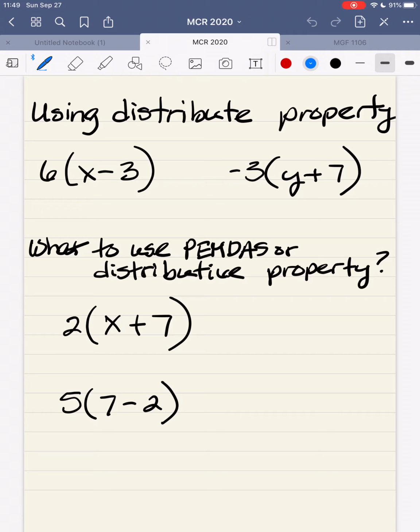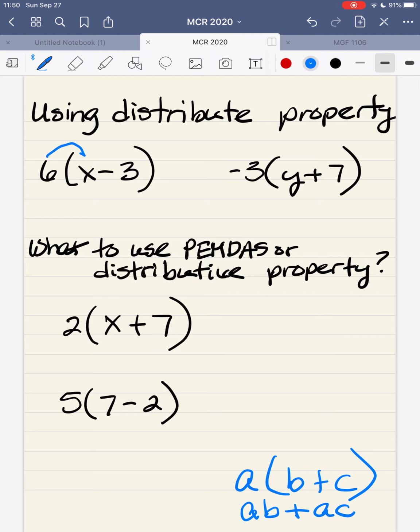Just want to go ahead and add a little more about using the distributive property. Remember, the distributive property allows us to take some number A multiplied by two things added or subtracted, and multiply the A times the first term and A times the second term. All right, so here we're going to look at a couple more examples.